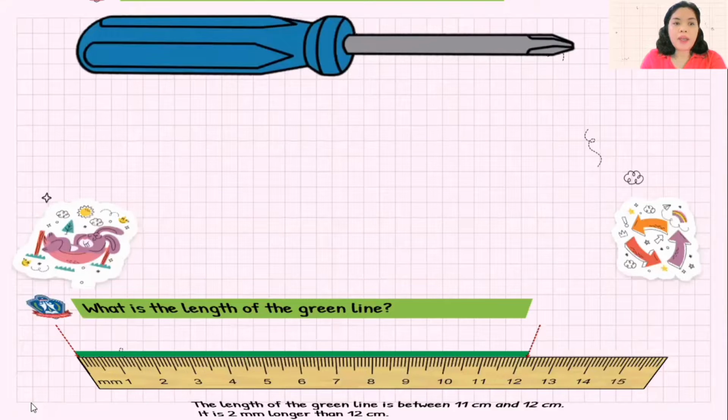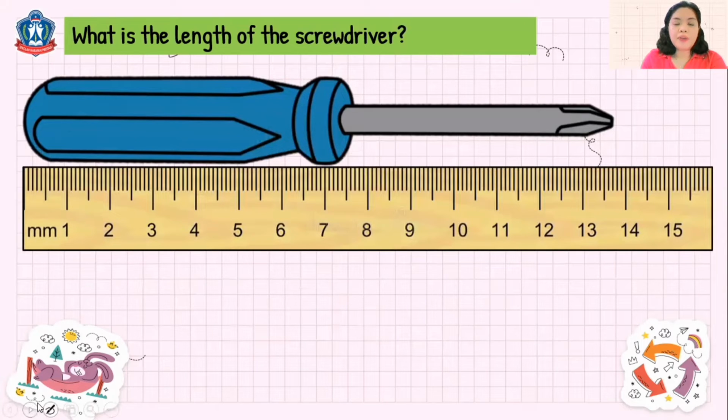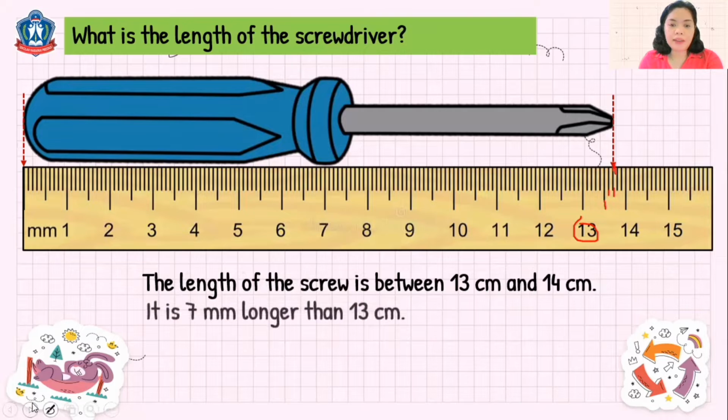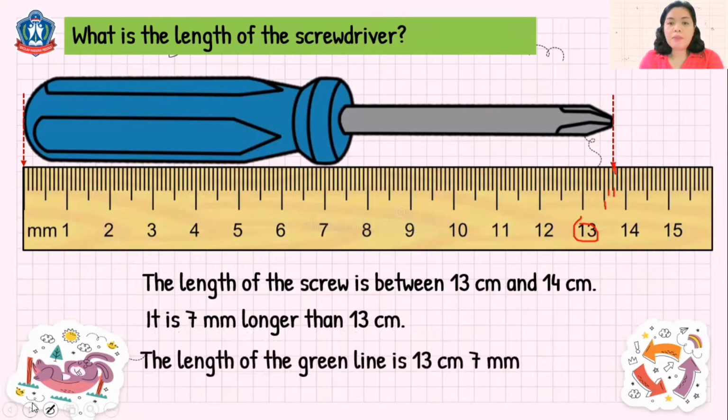How about, children, if we have this one? We have here a screwdriver. Again, we will start from the left edge, from the 0, and go to the right edge. So this screwdriver is between 13 and 14 centimeters. And how many millimeters right after 13? This is 5 millimeters, this is 6, 7. So this is 7 millimeters after 13 centimeters. So the exact measurement of this screwdriver is 13 centimeters, 7 millimeters, or simply 13.7 centimeters.